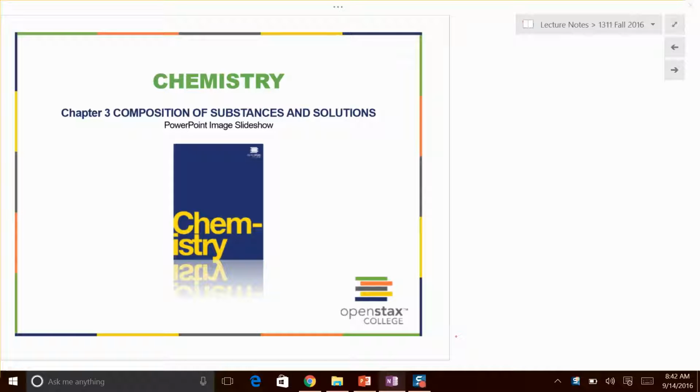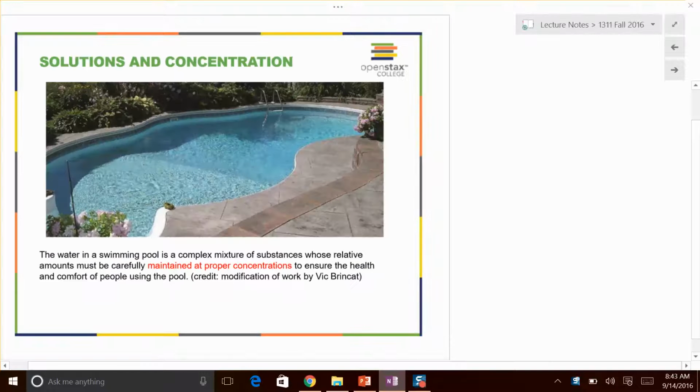Okay, we're going to get into chapter 3 now and talk about the composition of substances and solutions. So, solution chemistry. Here's an image of a swimming pool, and you look at it, and it's nice, clear, beautiful water, right? But if you were to look at it on the molecular level, you would see a lot more than just water, right? All the stuff that's in there, we can't see.